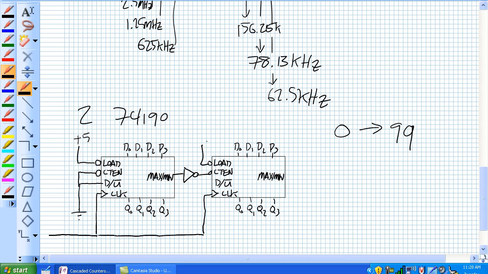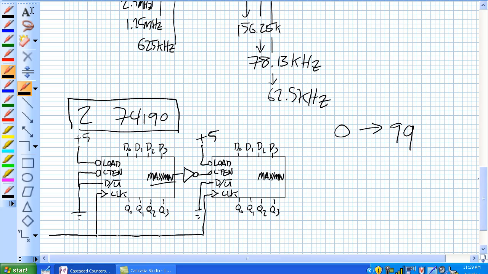And again, we're not going to load anything, and this input is also grounded there to make that an up counter. Okay? So just keep an eye out for the actual nuts and bolts implementation of things. The 74190 uses an active low count enable, but an active high terminal count. Just keep in mind how to actually implement these things using the devices that are available to you.